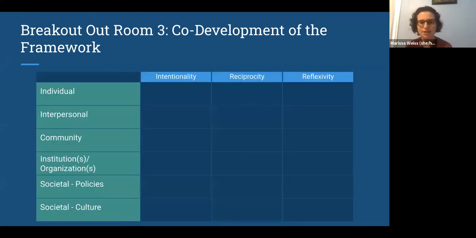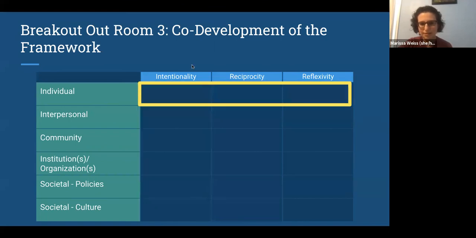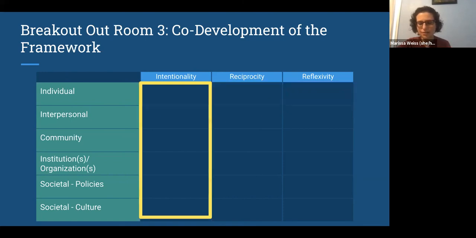So what we're about to do in breakout rooms is focus on this framework that Carlisa introduced. We have the three traits of inclusive SciComm on the top. We have intentionality, reciprocity, and reflexivity. And then on the side, we have the spheres of influence from individual to societal culture. And so each room will have an assignment that's to focus in on either a row or a column. If you're focusing on a row, it would be just thinking about the individual sphere across the three traits. Or if you're focusing on a column, then you might be sticking within intentionality, but looking across all of the spheres. And so within that focus area, then we'll focus even more specifically cell by cell.